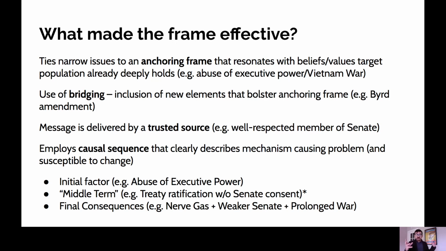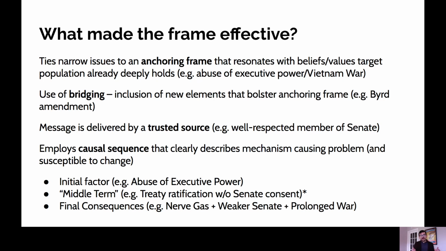You describe the initial factor or imply the initial factor in some way. And for Magnuson, he's trying to appeal to people by saying the real problem here is not just the train, but the abuse of executive power. Right? So that's the sort of initiating condition. At the end, he's talking about the final consequences. So what's the bad thing that might result from an abuse of executive power? Nerve gas going through the country, a weaker Senate, maybe prolonged war. Those are sort of the final consequences, the things you'd like to avoid, right? You'd like to avoid being in social distancing for the next 3 or 4 years.